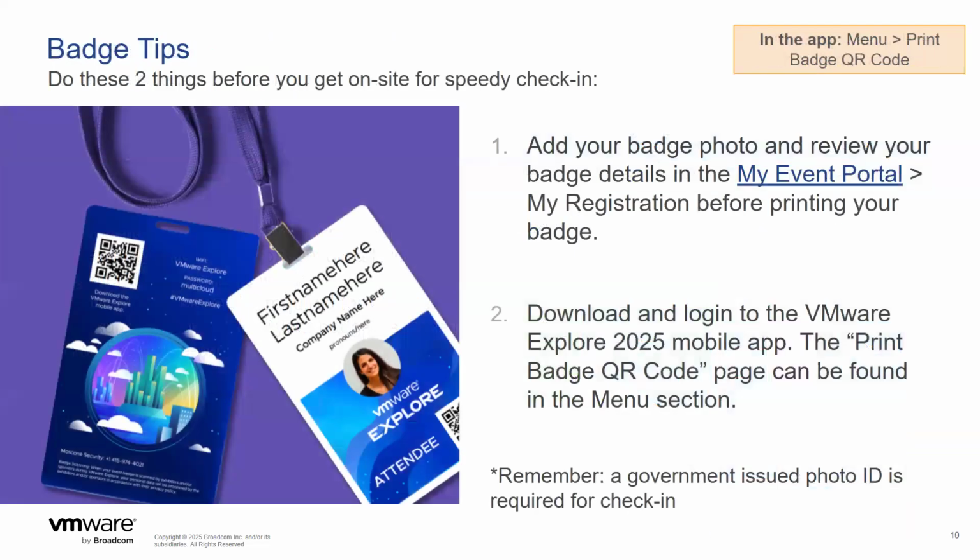A few badge tips for you: one, make sure that your badge details are up to date, ready to go before you print your badge, because like I said, there is a reprint fee. You can do that in the My Event portal and also in the app under that print badge QR code, there's a link to update your badge information. So if you want to add a picture to your badge or just make sure your name is typed in correctly, double check that. And then you'll want to make sure you have that app ready with that QR code for speedy check-in.